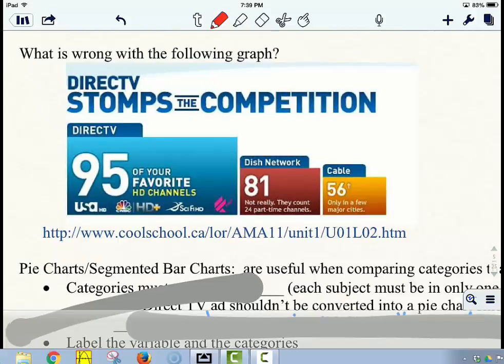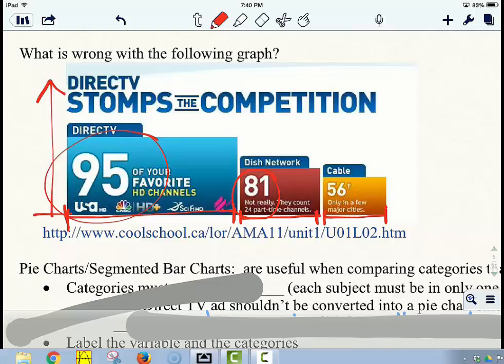Well, obviously, for number 1, the widths of each one are not even, which makes it look like DirecTV is a lot bigger, even though 95 is not that much bigger than 81. Also, there's no scale to help you tell that this is 95, and there are no labels. So there are some problems with this as a bar chart to begin with.